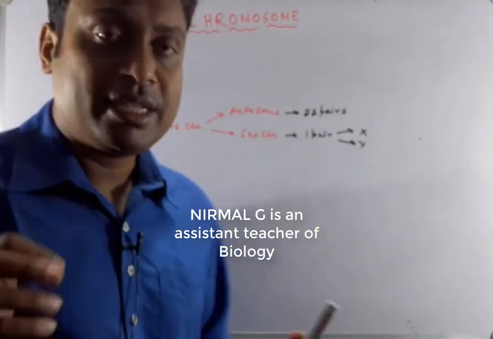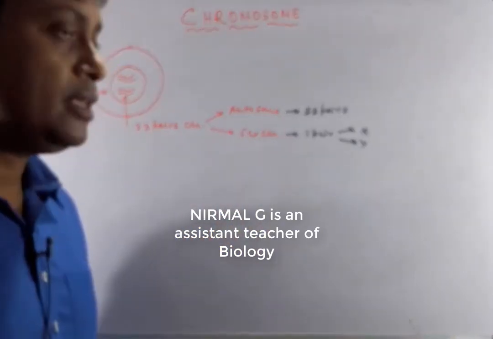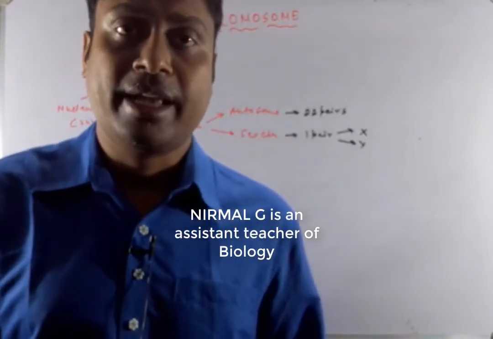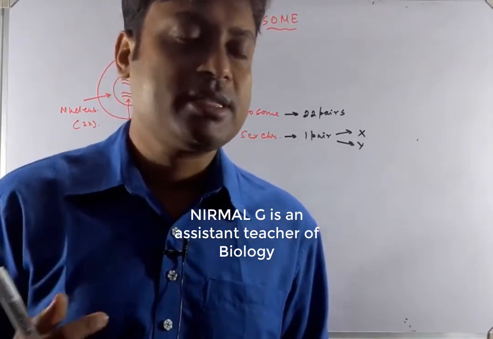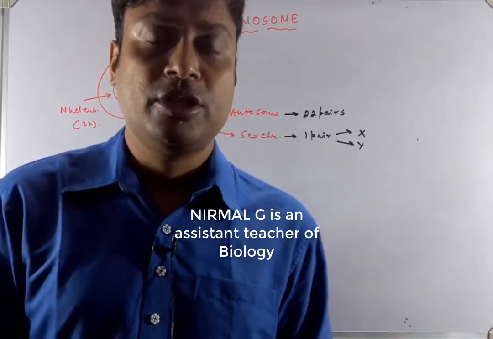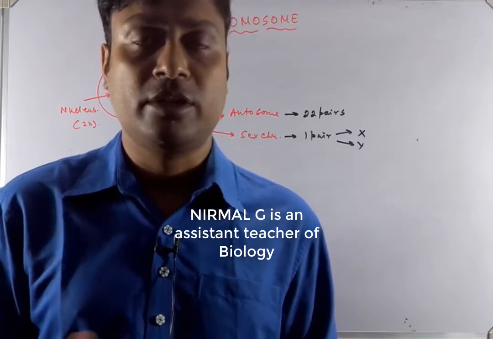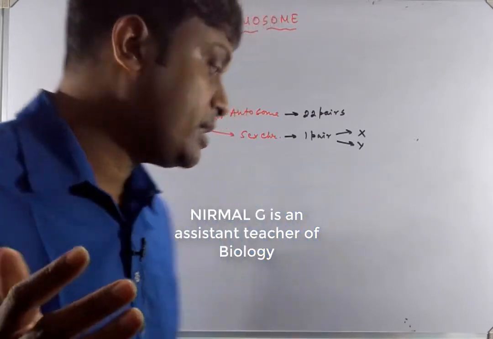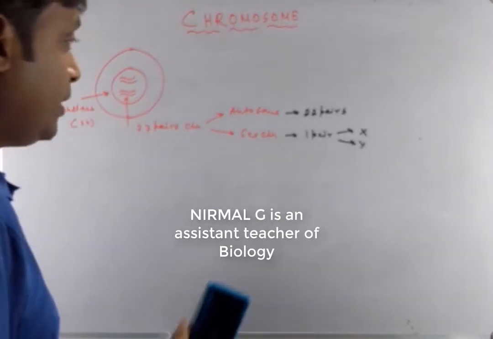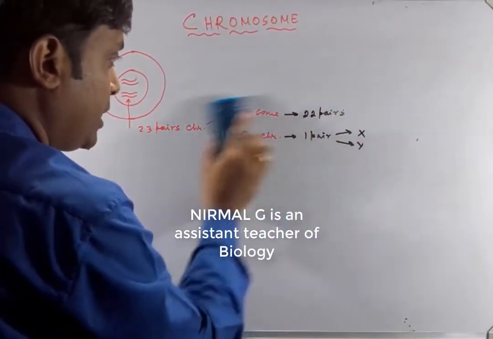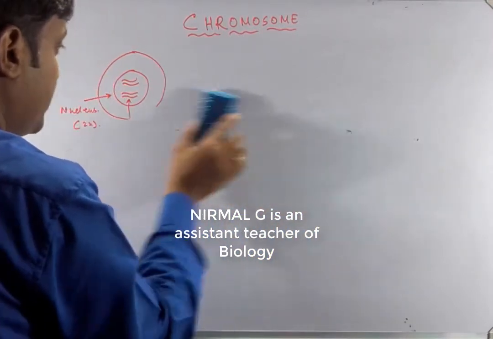Genes are present on the chromosome, and they control every character of human beings. Not only human beings, every kind of organism's phenotypic character is controlled by genes which are located on the chromosome. Later we will see the functions of the genes and how they control the phenotypic character. But now I am telling you about the chromosome structure.